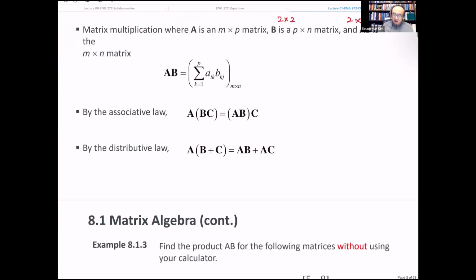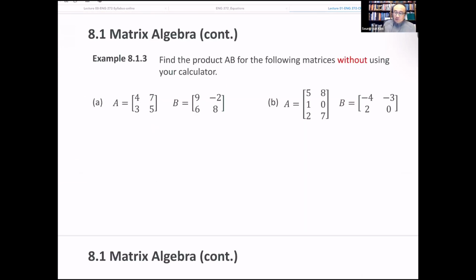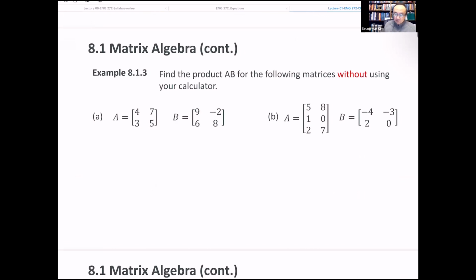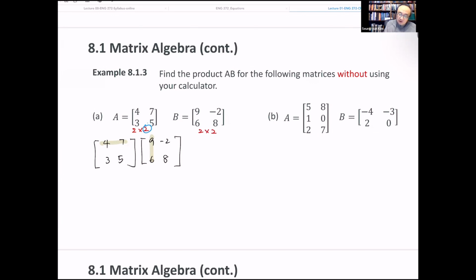But multiplication is completely different. For multiplication, we need to multiply row by column. Here's what we're going to do: we're going to multiply A times B, row by column. Before we actually do this, you need to identify the dimension of each matrix first, which is 2 by 2 and 2 by 2. When we do multiplication, the inner numbers have to be the same. The outer numbers give the dimension of the result.